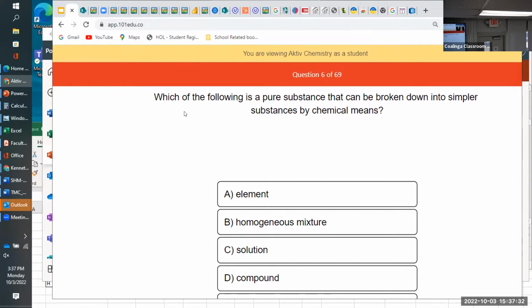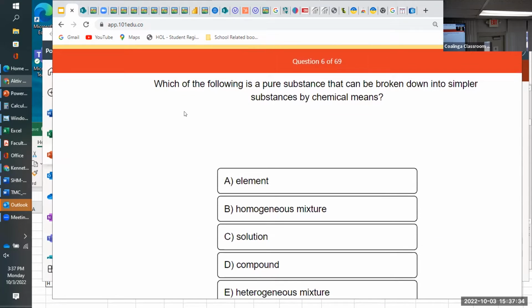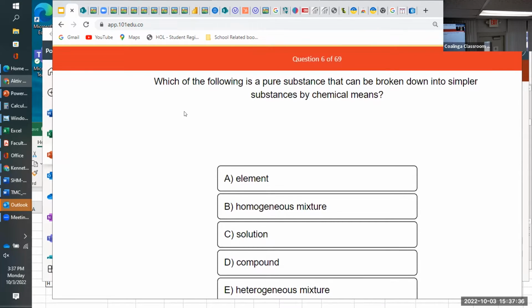Oh, well, I think it's the last answer. It says, which of the following is a pure substance that can be broken down into simpler substances by chemical means? E. That, you did the face, that's wrong. I did not.